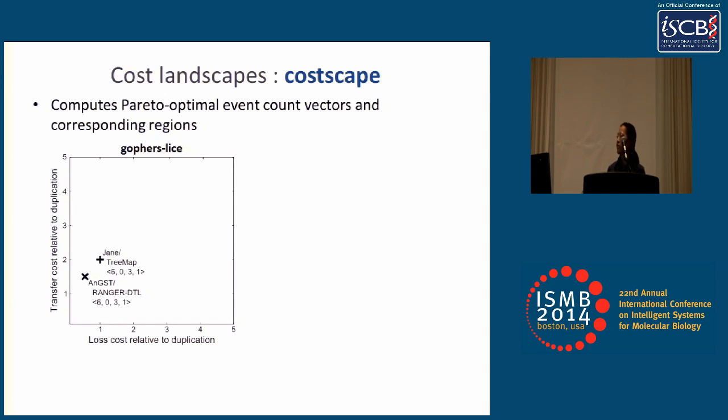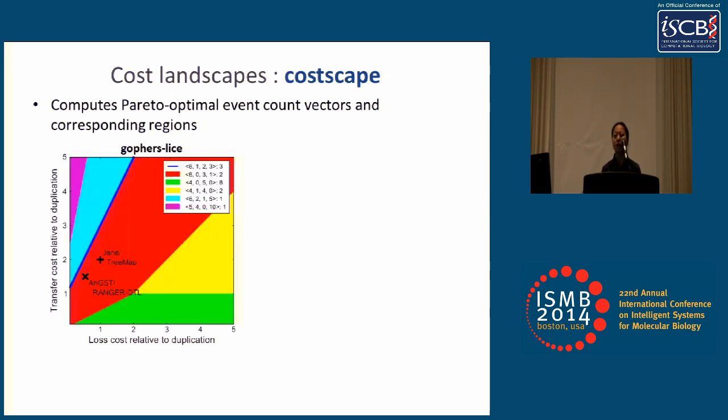For example, if you use Xscape or Ranger-DTL, you have this default cost and you induce this solution. If you use a different software with different default costs, you might have this solution. But what about everything else in this space? Well, now using our algorithm, we can actually fill that out quite efficiently, and we get something like this.